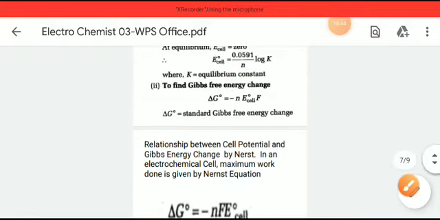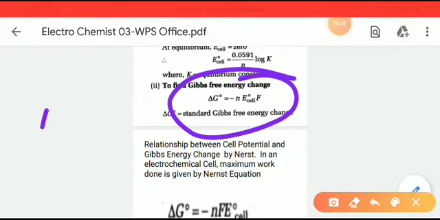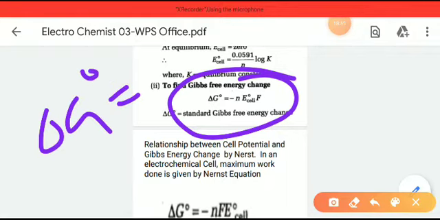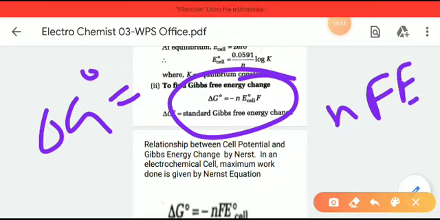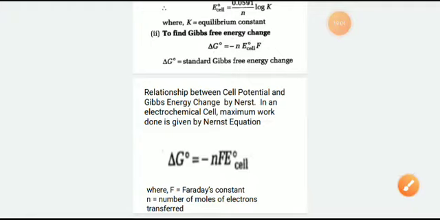So by this equation we can get the ΔG value, that is ΔG° equals minus nFE°cell. By this equation we can also determine the standard Gibbs free energy. So what does the standard Gibbs free energy imply? It implies the spontaneity, whether a reaction is spontaneous or not.